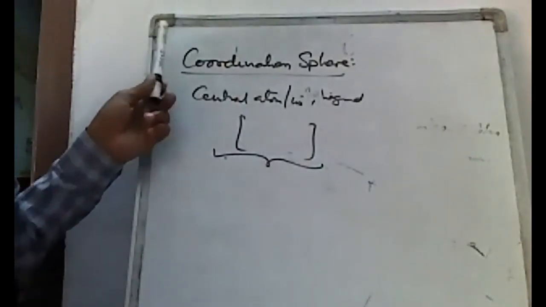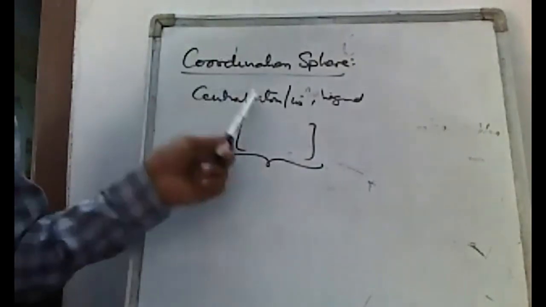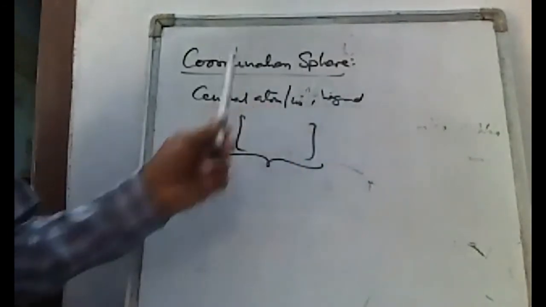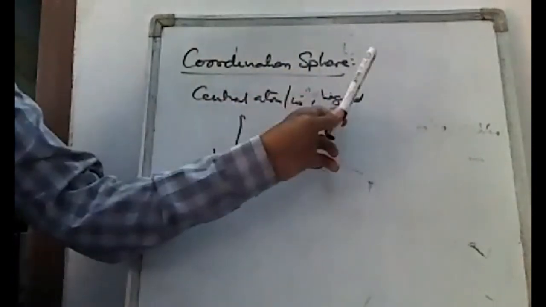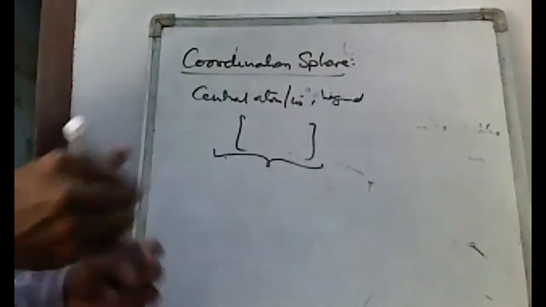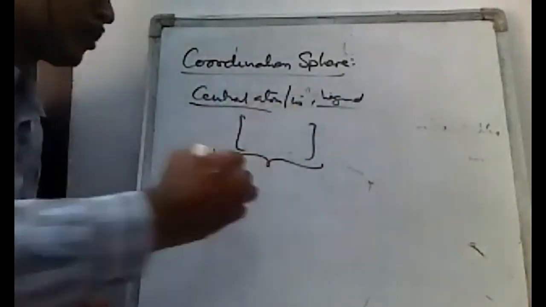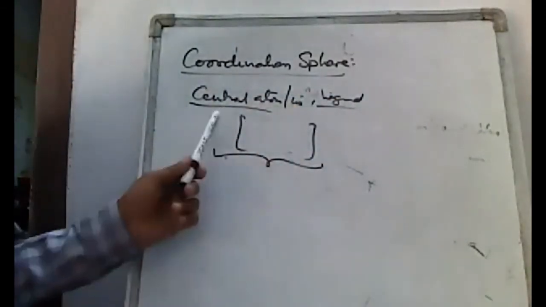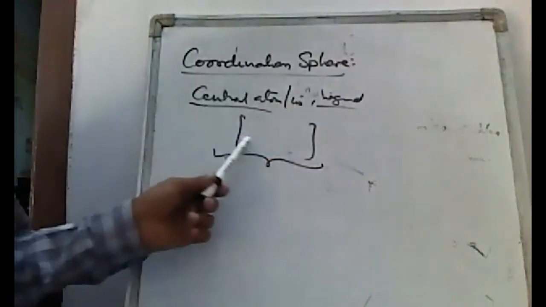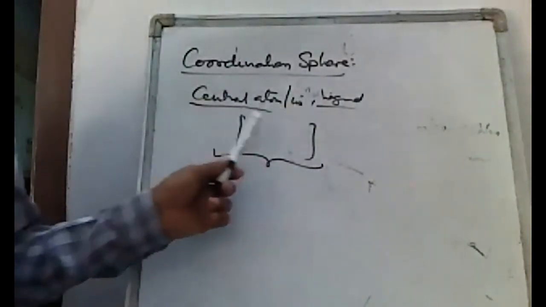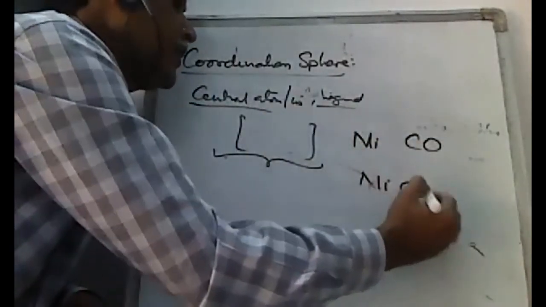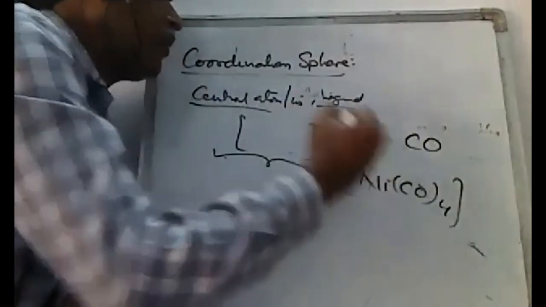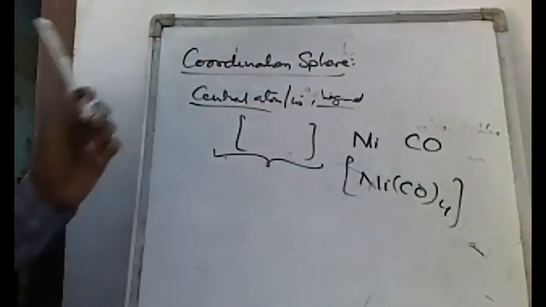In any coordination compound, we can see the central atom and the ligands, connected by coordinate covalent bonds. The central atom and ligands together are shown in square brackets. That is what we call the coordination sphere. For example, here nickel and CO, as we write it, is the coordination sphere.